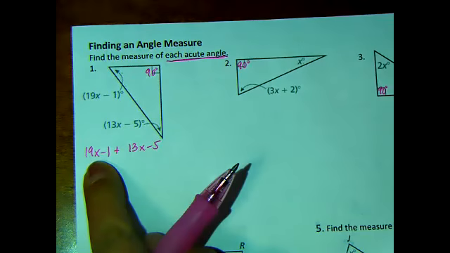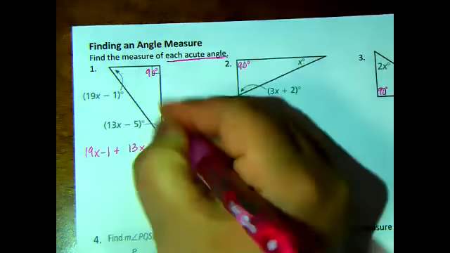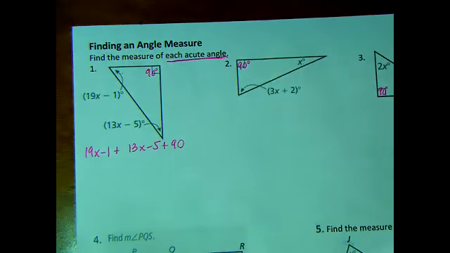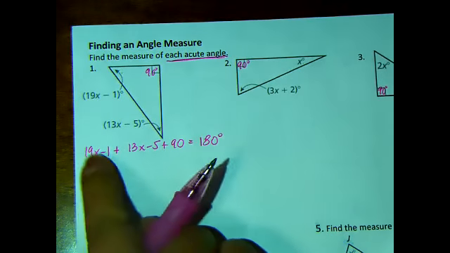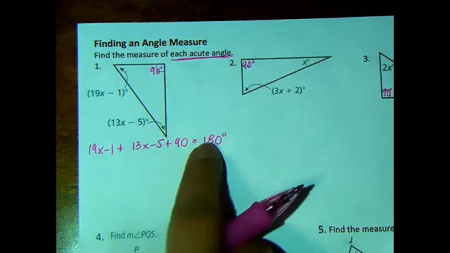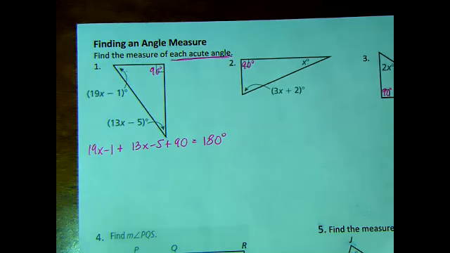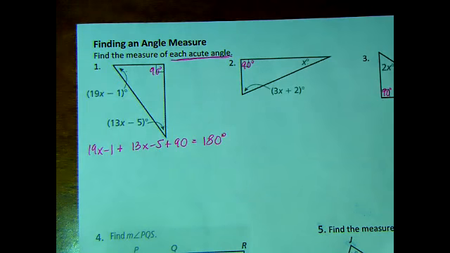And so this is one angle. This is my second angle. Now here's my third angle, plus 90. And that's going to equal 180 degrees because the sum of the 3 interior angles of a triangle equals 180 degrees. That doesn't change depending on if it's acute, obtuse, or a right triangle. It doesn't matter. The 3 interior angles of a triangle will always add together to equal 180 degrees.